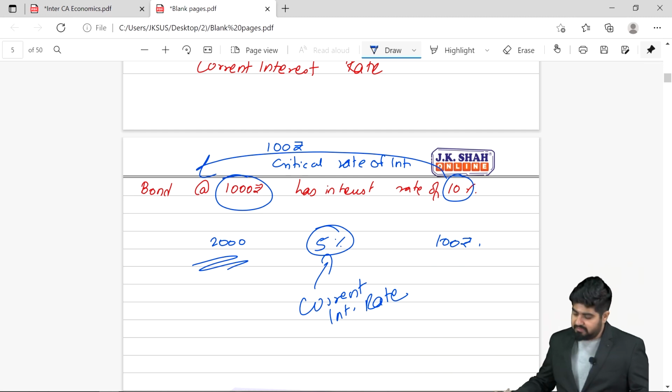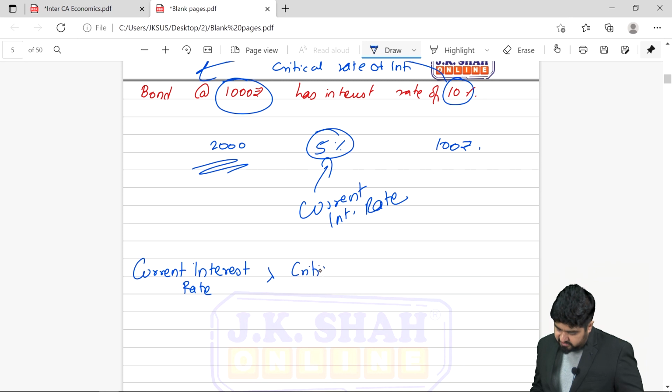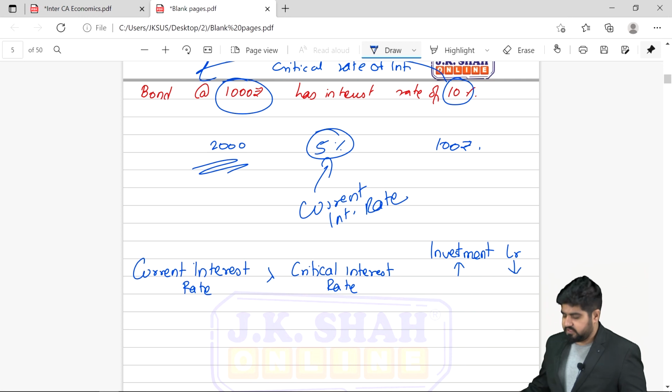So you need to remember one thing, friends. Whenever the current interest rate is greater than the critical rate of interest, only at that time will investment increase and liquidity preference come down.